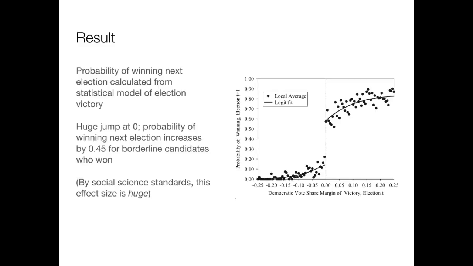So what you see is there's a huge discontinuity, right? There's a really big jump. The probability of winning the next election increases by almost 50% for borderline candidates who won this election. That's a really big effect, right? So this is a really handy way of showing that whether or not you win this election has a huge impact on whether or not you win the subsequent election, right? So it's a really handy way of gauging the magnitude of the incumbency advantage.